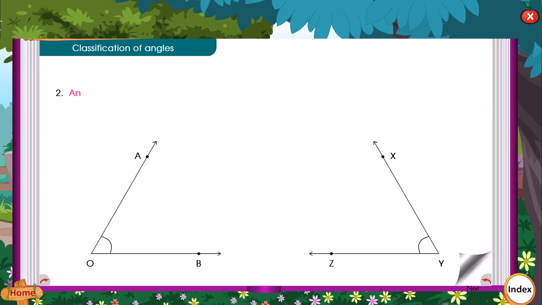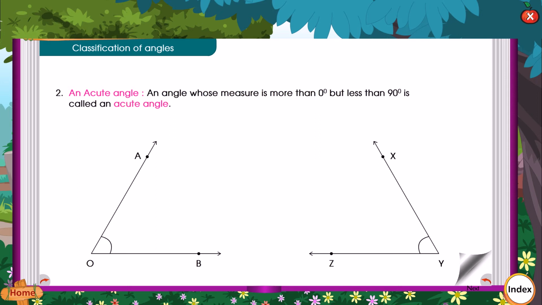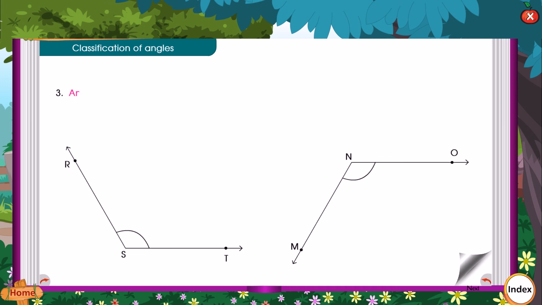2. An acute angle. An angle whose measure is more than 0 but less than 90 degrees is called an acute angle. 3. An obtuse angle. Angles that are more than 90 degrees but less than 180 degrees are called obtuse angles.